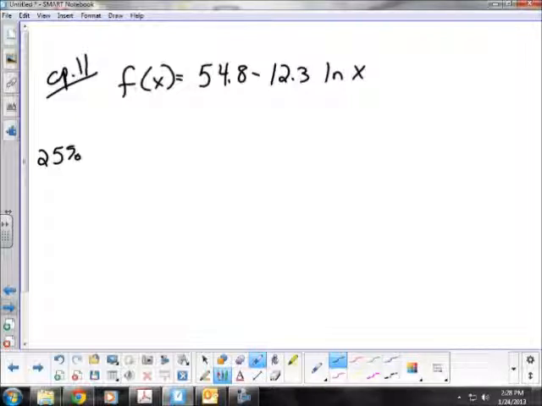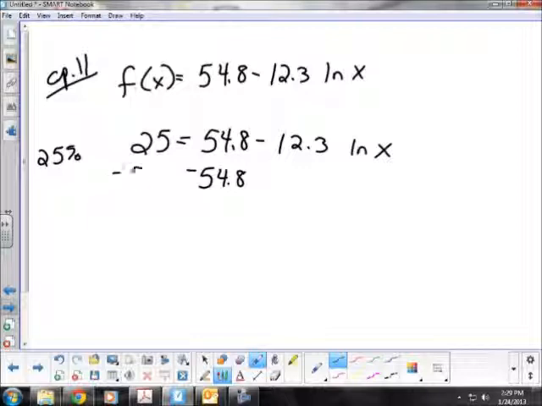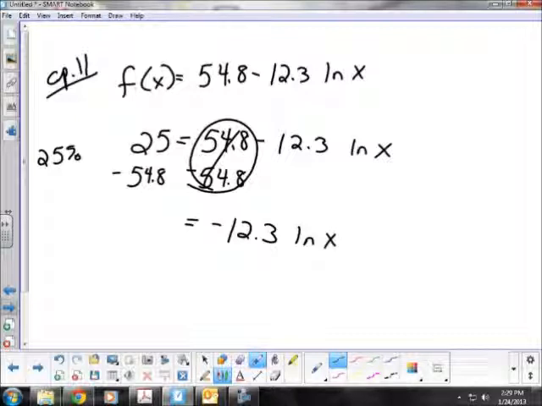And it is a percentage. It's giving it to you as a percentage. It goes with the f of x. So I'm going to put 25 is equal to 54.8 minus 12.3 times the ln of x. And then once you figure out where to put the thing, you just start doing our process for solving a log problem. Go subtract the 54.8. Anybody done that yet? Negative 18.2.